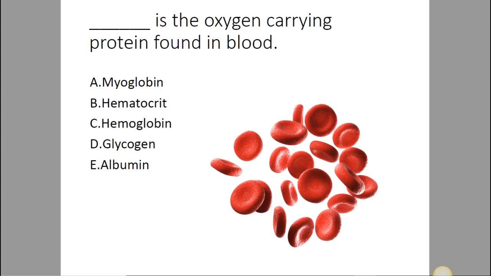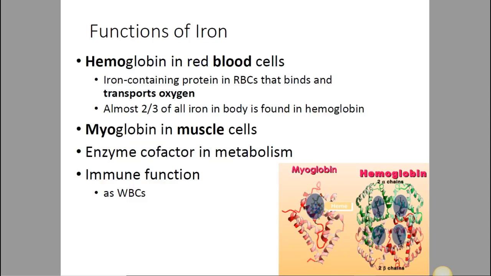All right, so we just said it. What is that oxygen-carrying protein in the blood? It's hemoglobin. And again, that will bind and also transport oxygen. So almost 2/3 of all iron in the body is found in hemoglobin. It's also found in myoglobin in muscle cells. Iron is also an enzyme cofactor in metabolism, so it's involved in metabolic processes, and it's involved in immune function through the white blood cells.